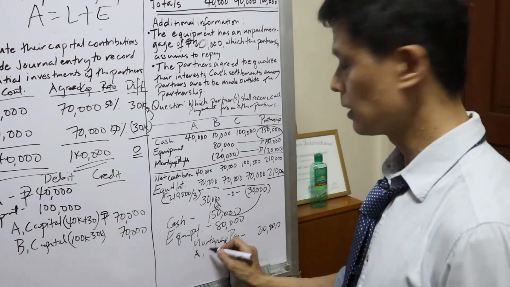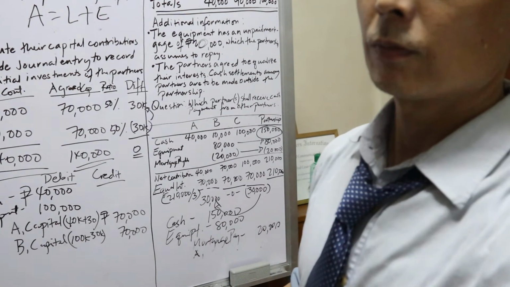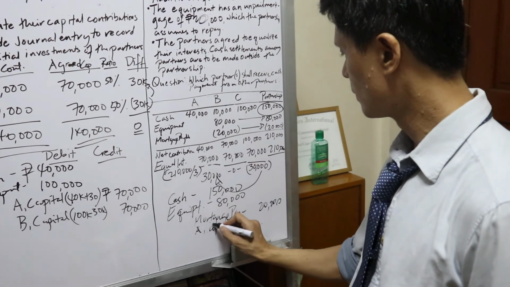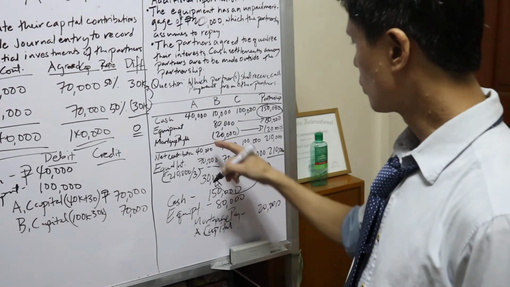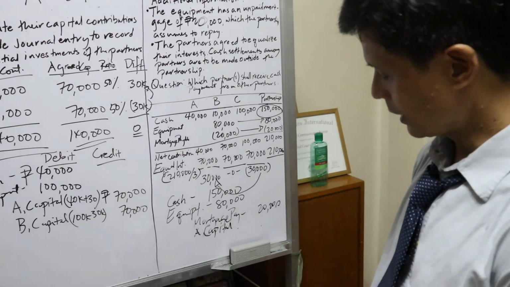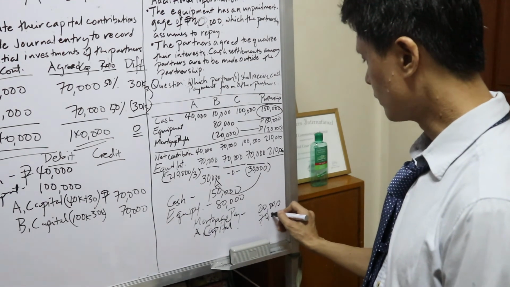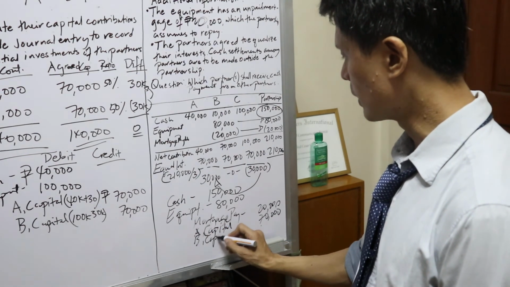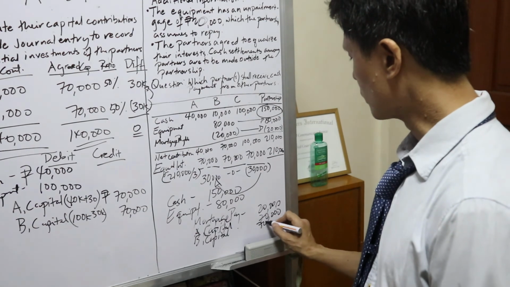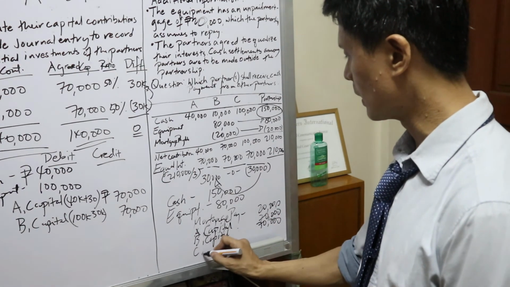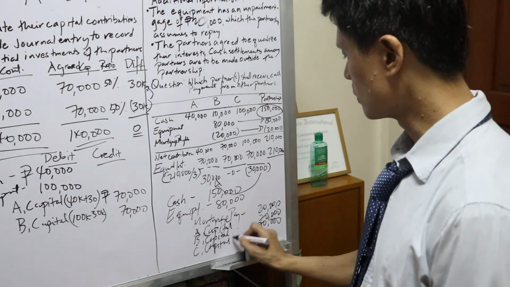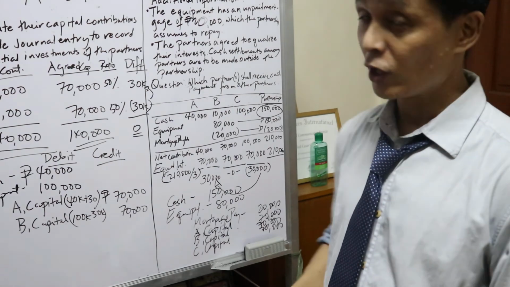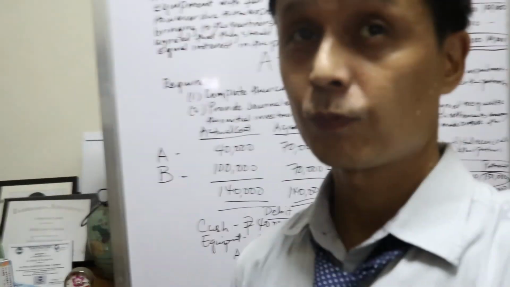A capital. So let's extend it a bit. A capital, kung magkano yun, that would be 70,000. Yan na yung mag-appear sa books. And B capital, of course, ganun rin since equal sila. We put here 70,000. And C capital, there's also 70,000 na capital coming from C. So yun na yung agreed balance nila.